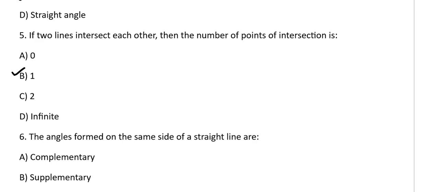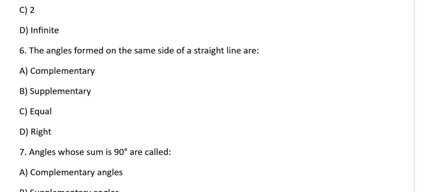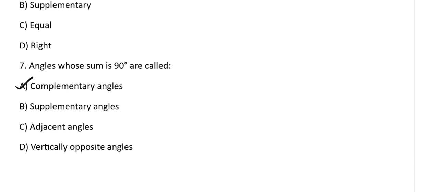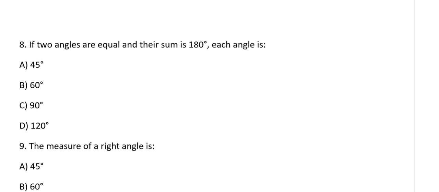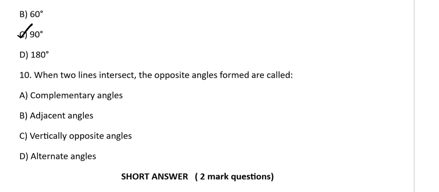Next question, the angles formed on the same side of a straight line are complementary angles. Angles whose sum is 90 degrees are called complementary angles. If two angles are equal and the sum is 180 degrees, then each angle is 90 degrees. The measure of a right angle is 90 degrees. When two lines intersect, the opposite angles formed are vertically opposite angles.